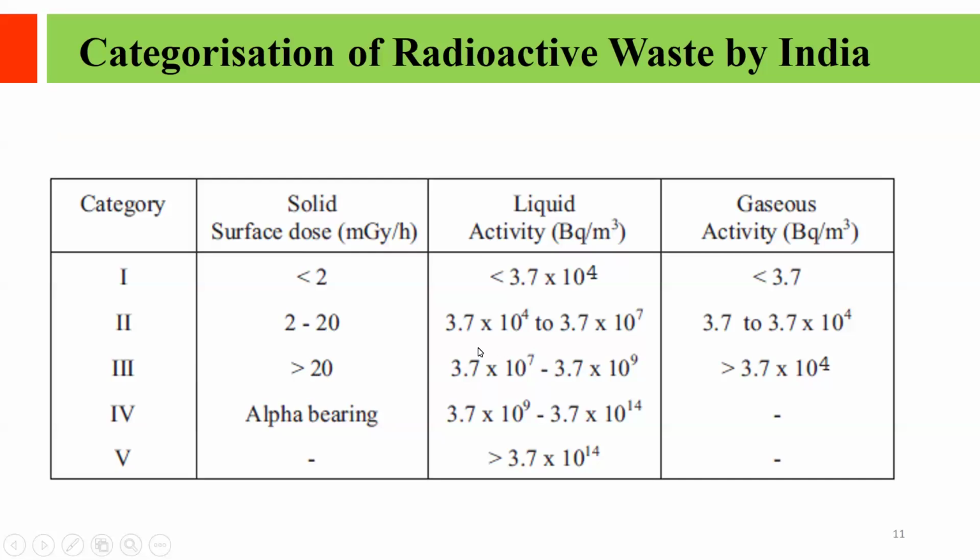Similarly, if the activity concentration is in this range, it comes under category 3. If the activity concentration of the gaseous waste is in this range, it comes under category 3. As the surface dose increases and activity concentration increases, the categorization of the waste being generated changes.